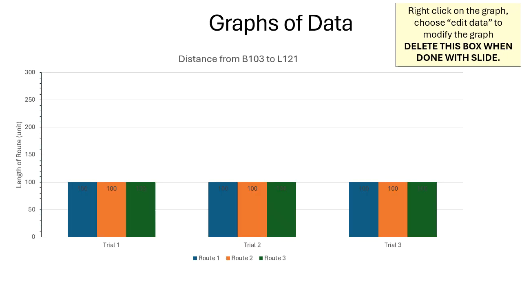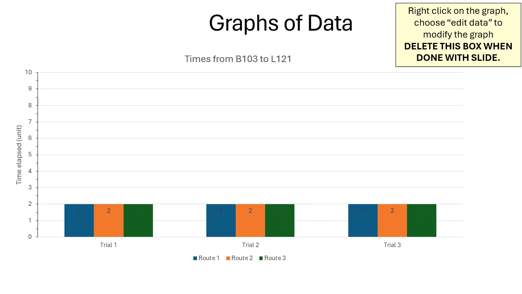On this slide, we're going to make some graphs. So you're going to graph the data, and basically we've built the graph for you already, and PowerPoint is going to draw the graphs for you. So to do this, in the upper right-hand corner, see the little yellow box? It says right-click on the graph, choose Edit Data to modify the graph. You're going to right-click on the graph, choose Edit Data, and then it's going to ask you to type in the data. You type it in, and it will draw the graph for you. And then, of course, you'll delete that little yellow box when you're done with the slide.